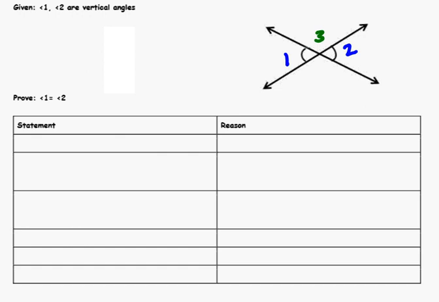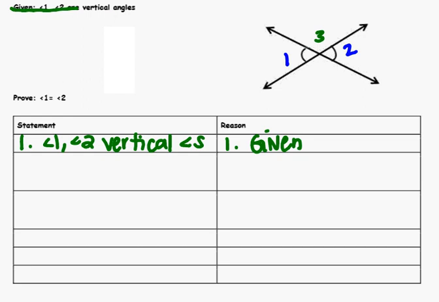Okay. So the very first thing I'm always going to put is whatever is given to you. So angle 1, angle 2 are vertical angles, and I'm going to do the angle symbol with an S so that I don't have to write out angles. And then your reason is given. Even if that wasn't given to you, like even if this problem was just the picture and to prove, you could still say this because people will just assume that what you see in the picture is true, and vertical angles is one of those things.